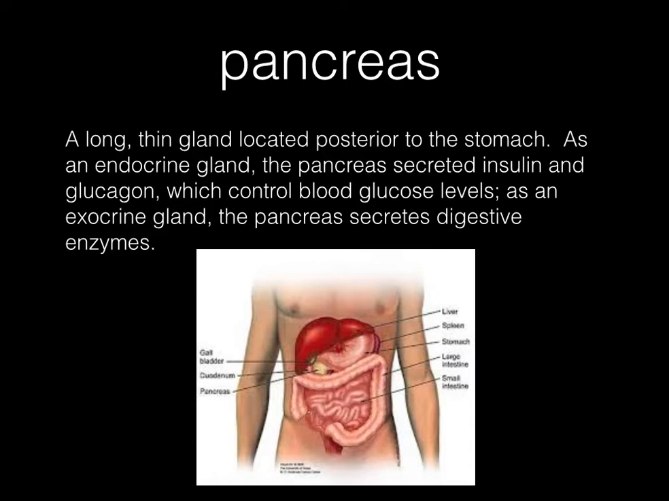And then we have the pancreas. The pancreas is located right here, this small structure here, and it's a long, thin gland located posterior to the stomach. So it's kind of shaped like a banana is what I would say. And as an endocrine gland, the pancreas secretes insulin and glucagon, which as you guys know, controls blood glucose levels. And as an exocrine gland, because remember we talked about the pancreas being an endocrine and exocrine gland, it's going to secrete digestive enzymes through the digestive tract.